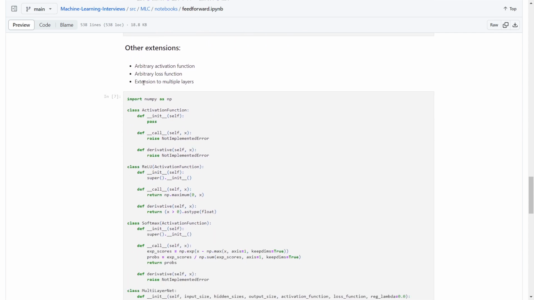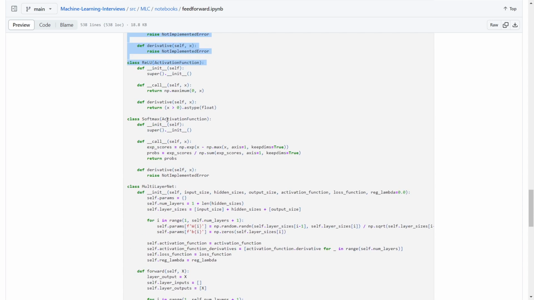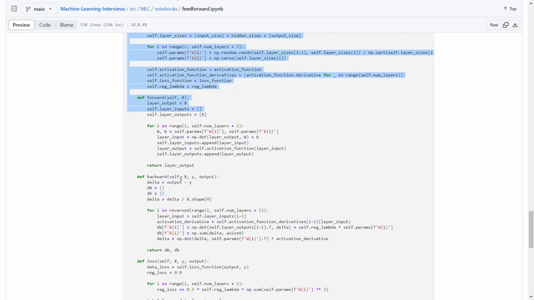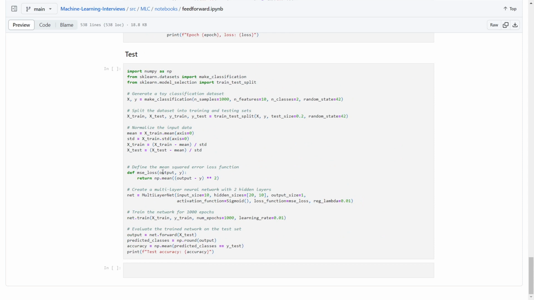There are other extensions too: arbitrary loss, different activation functions, different loss functions, and we can have multiple layers. So I think you would have got a better understanding of how to implement a feed forward neural network in code.